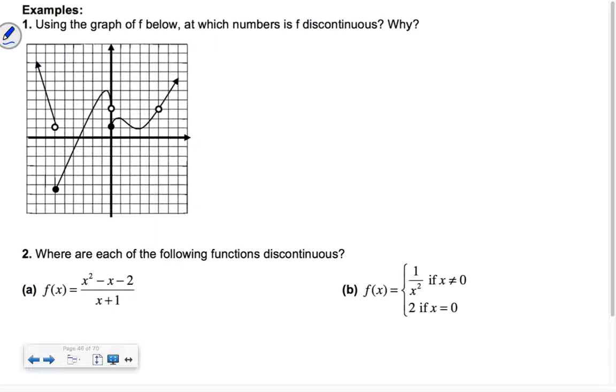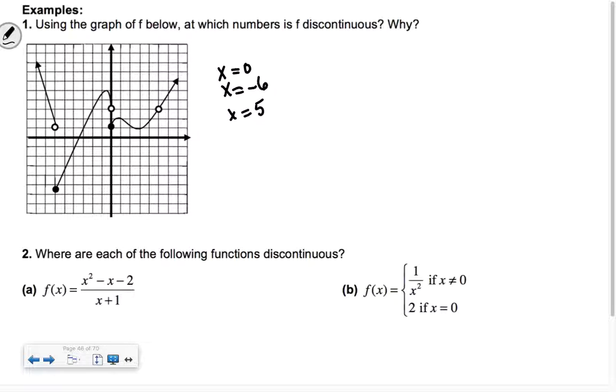All right. So using the graph of f below, at which numbers is f discontinuous? So where is it not continuous? Where would you have to pick up your pencil in order to draw it? Yes, what do you think? At x equals 0. At x equals 0, it's discontinuous, right? So right here, because you'd have to lift your pencil. What about x equals negative 6? Yep, any others? X equals 5. Yep, x equals 5. Easy enough, that's where it's discontinuous.